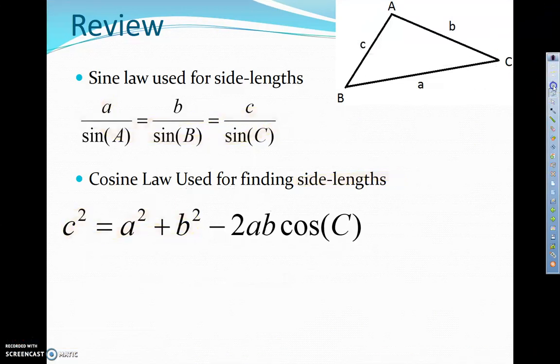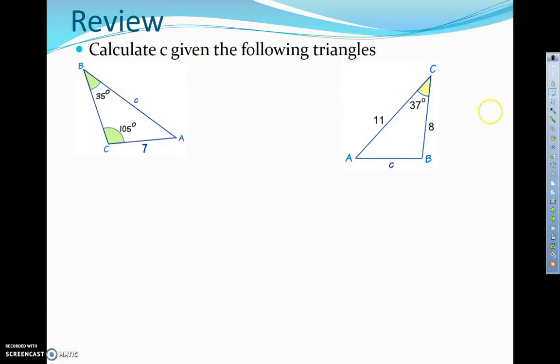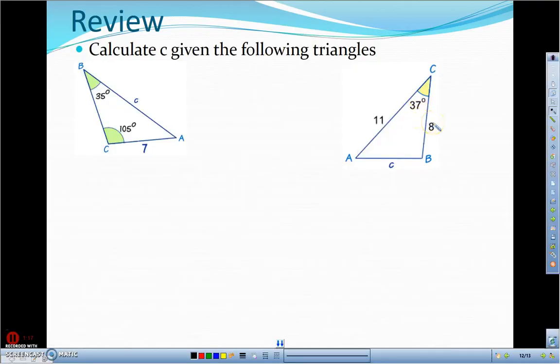Okay, so let's move forward and take a look at an example. Here, this is what you should be able to do at this point. When I look at these triangles, I'm going to circle the pairs that I have. If I can circle two pairs, it means I'm going to be using sine law.